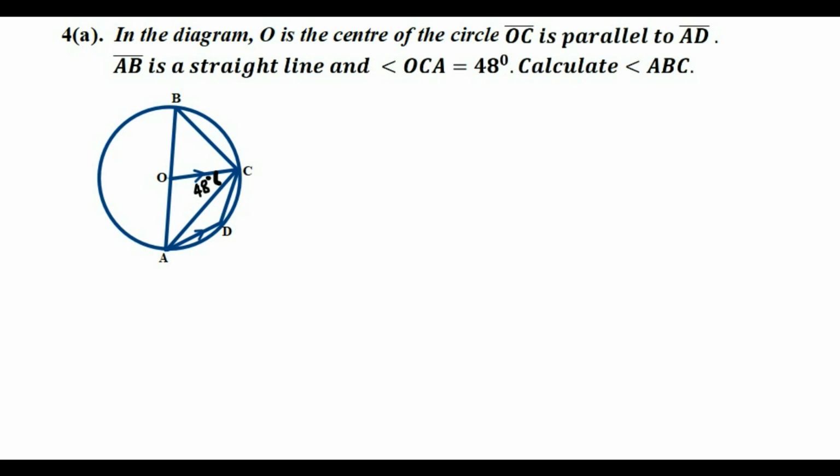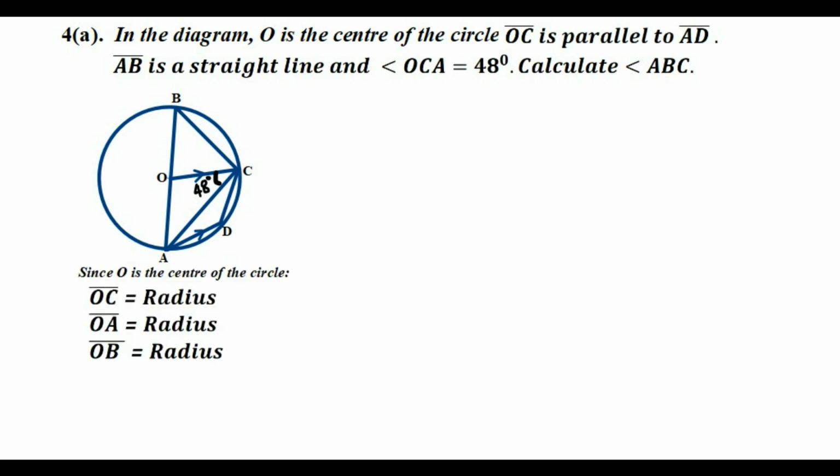Now, looking at the diagram critically, you can see that OC is the radius of the circle, OB is the radius of the circle, and OA is also the radius of the circle, and all the radii of the circle are equal. That is why we have it as distance OC is equal to OA is equal to OB. So if OC, assuming, is 2 centimeters, OB will be 2 centimeters, and OA will also be 2 centimeters.